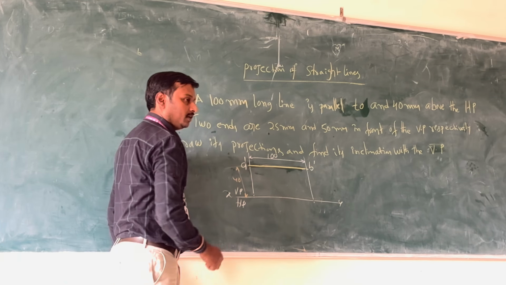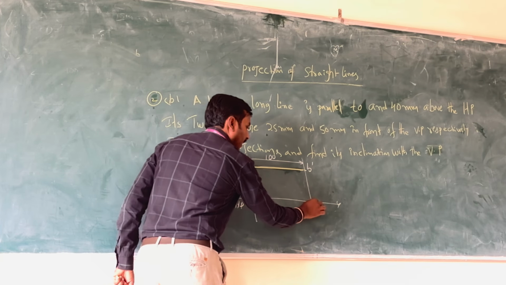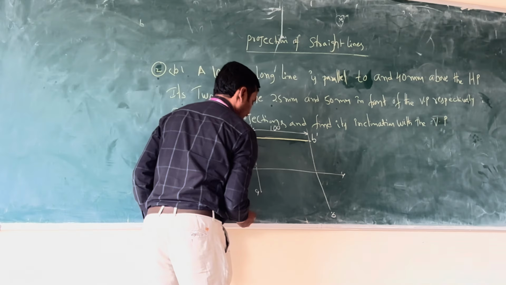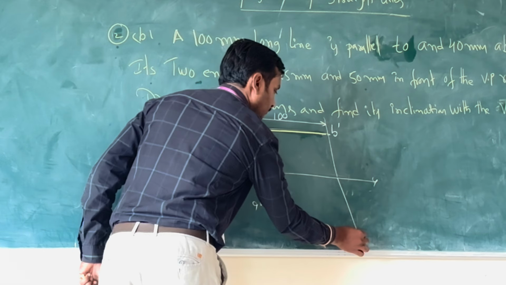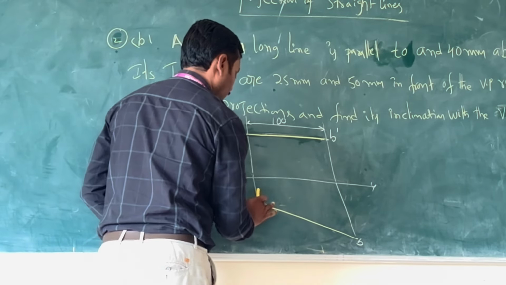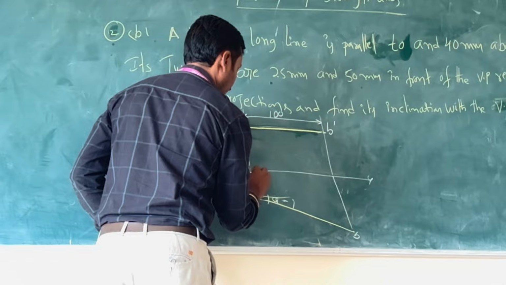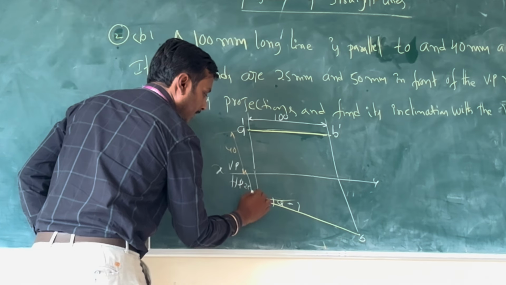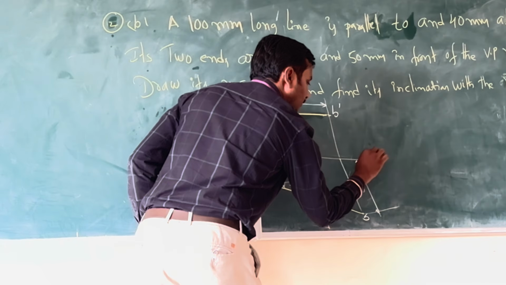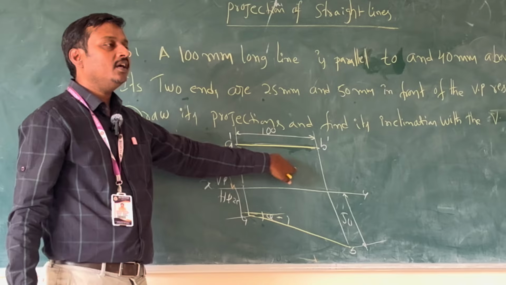Parallel to HP. Again, in front of VP how much? Two sides, one is 25, another one is 50. This is A, this is B. Join this AB. Now find this length's inclination. This is 25 mm in front, another side is 50 mm in front. This line and this line will be dark, the remaining construction lines will be thin.